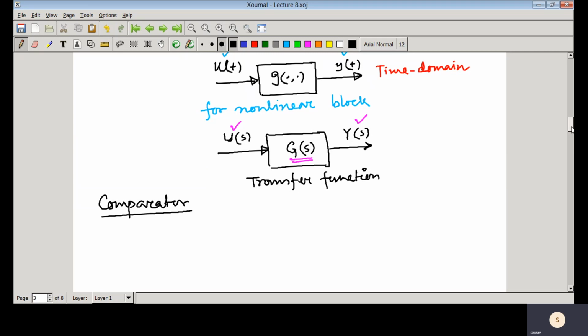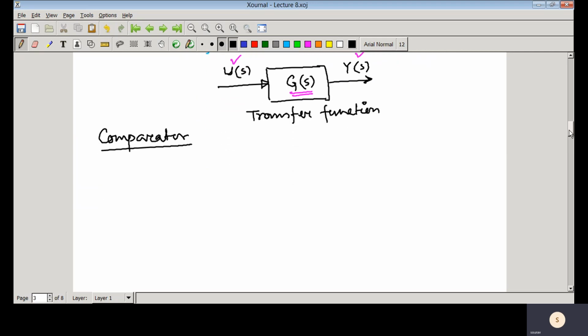It is very simple. That means we just need to do some algebraic operation. So this is the comparator, this is the symbol. And here two signals are coming to that comparator. And I am just writing it for both, that means in time domain as well as in Laplace domain, that means for linear as well as for nonlinear.